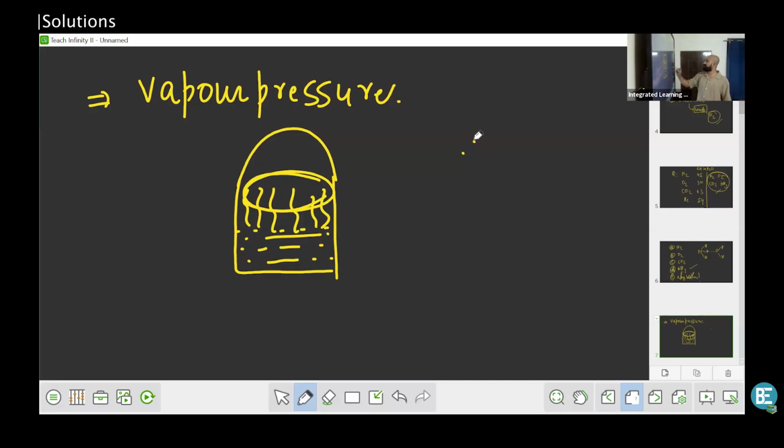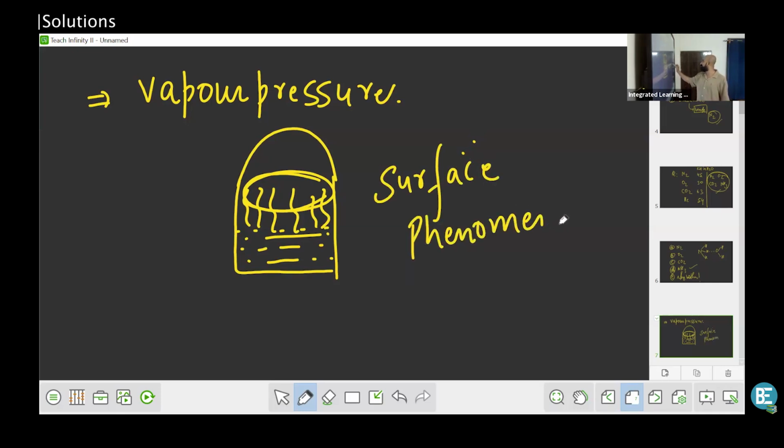So this is because only the surface of the liquid is involved. So this is called surface phenomena, because only the surface of the liquid is involved.